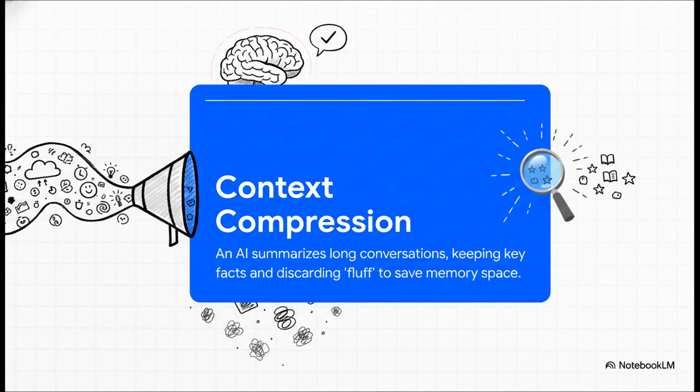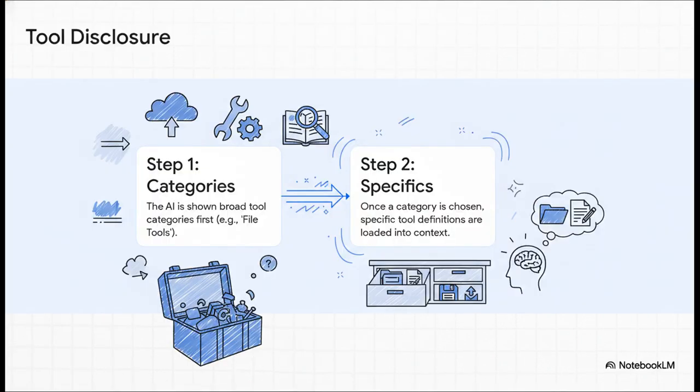Okay, cool. But what happens when a conversation just keeps going and gets super long? Well, that brings us to trick number two, context compression. Instead of just letting that precious context window overflow with chatter, the system is smart. It'll hit pause every once in a while and tell the AI, hey, summarize this conversation so far. So the AI boils everything down to just the key facts, throws out all the how are yous and the conversational fluff, and then puts that nice tight summary back into its memory. Super efficient.